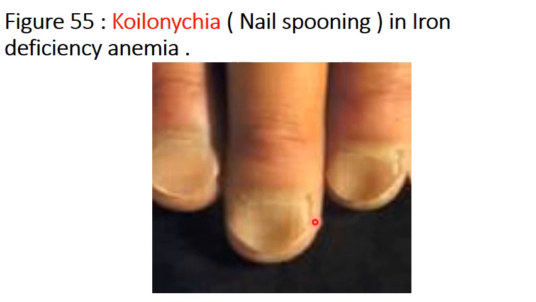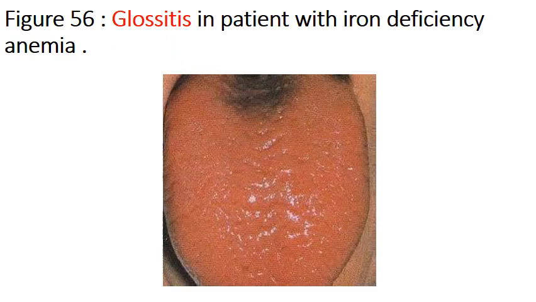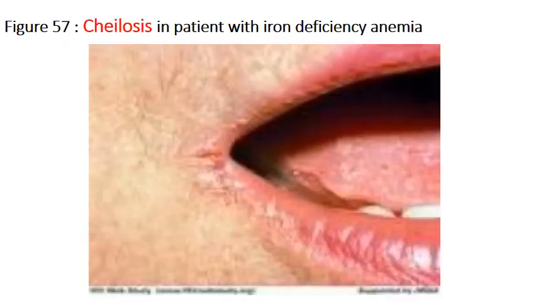This is koilonychia. It is nail spooning, which is seen in severe cases of iron deficiency anemia. Look at the spooning of it. This is glossitis also. We can see that the patient has glossitis in iron deficiency anemia, another feature that might be seen in severe iron deficiency anemia.